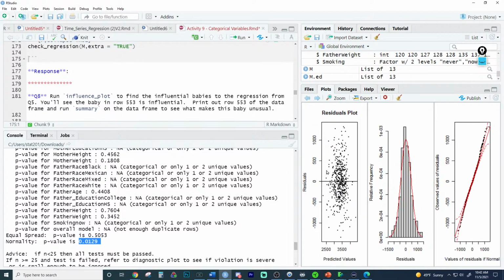So here's the overall normality, and that's not that bad. Like, that's actually pretty good. It's probably due to a large sample size. So overall, this is pretty good right here. I'm not worried about this.